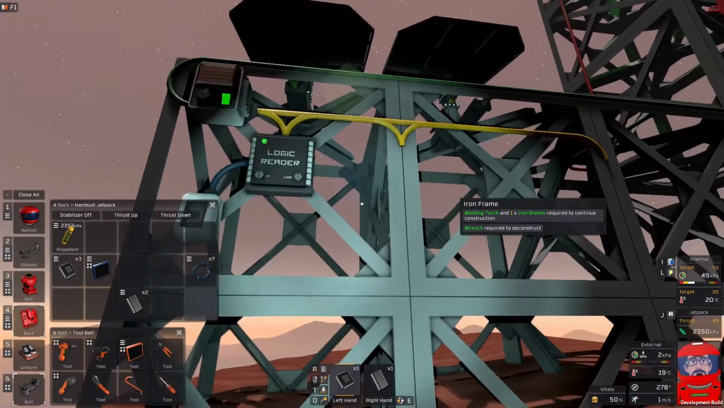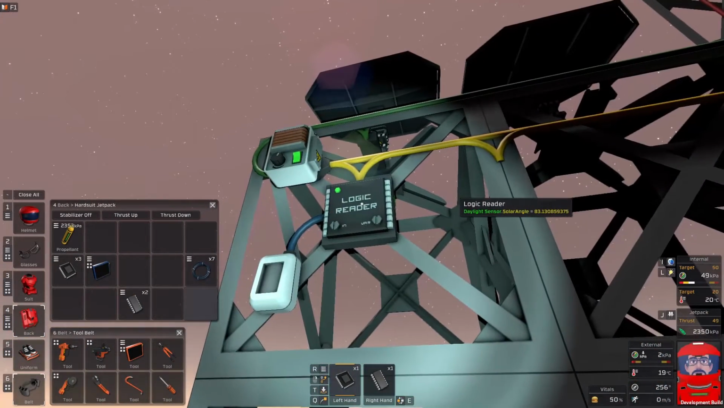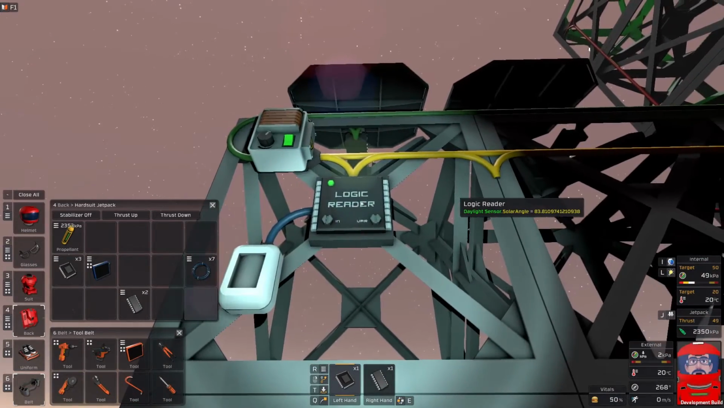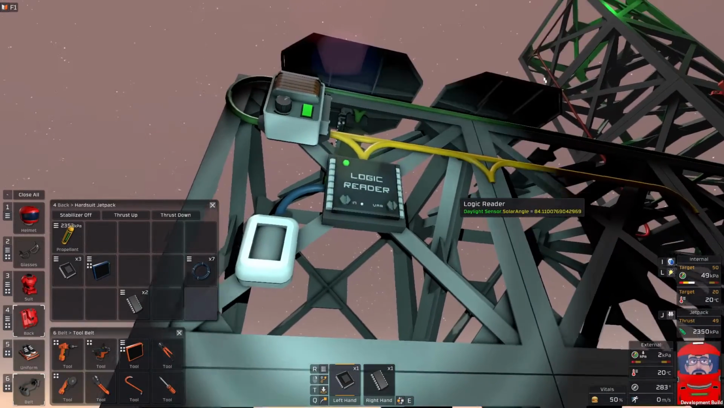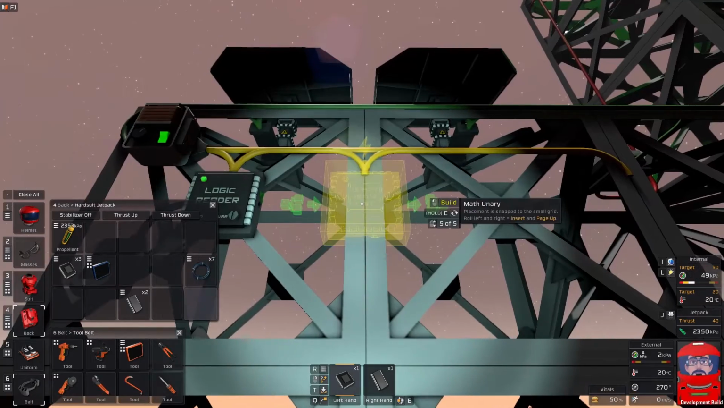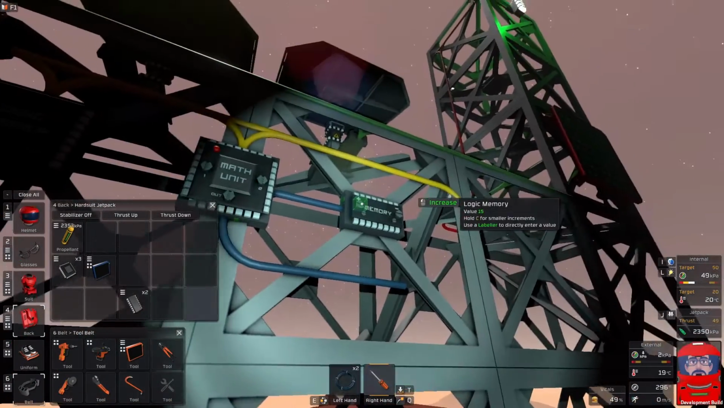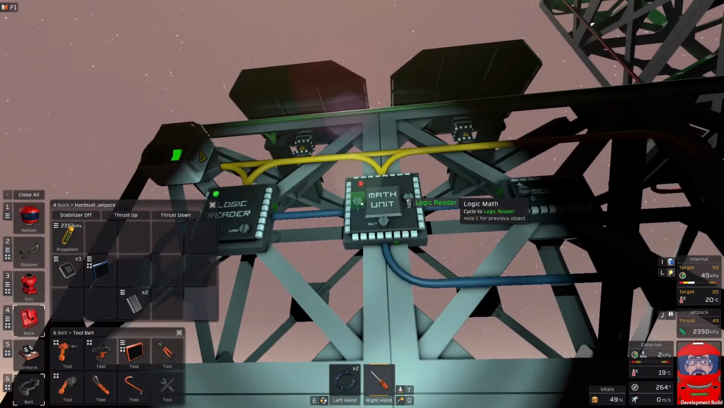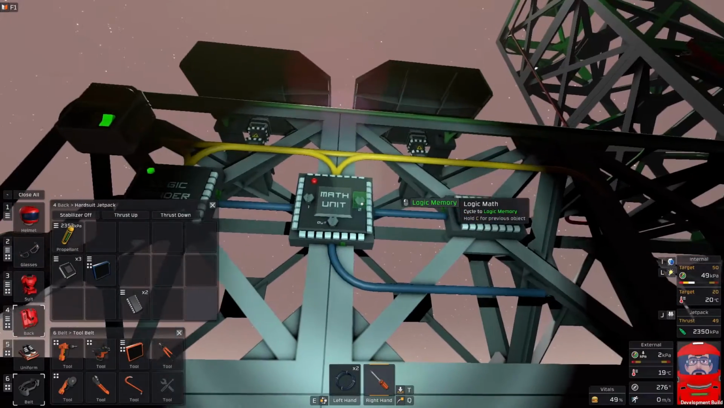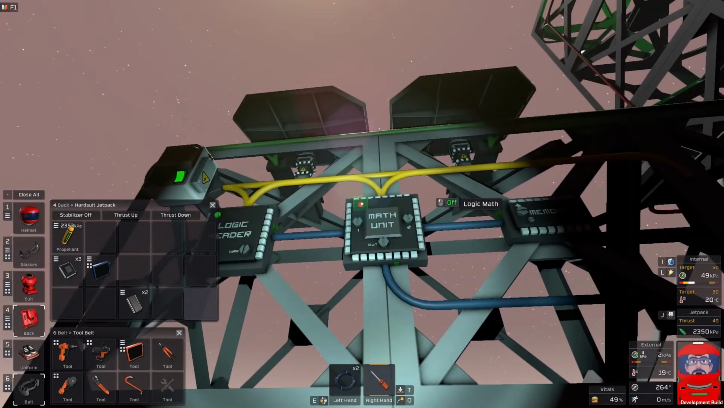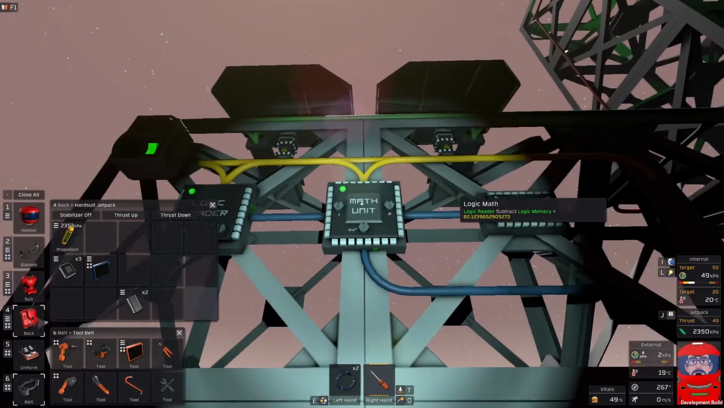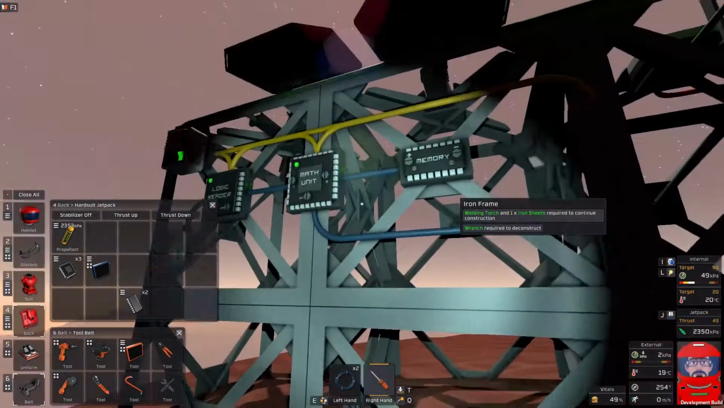Okay, so the first thing we've got to do, now we've still got to read the solar angle, but we now want it to return a zero angle when it reaches 15 degrees. So we can simply do that just by subtracting 15 degrees. We're just using a math unit with a memory set to 15. So we're reading the angle, we're taking the logic reader and the memory and subtracting, which is working. 97 minus 15, 82.